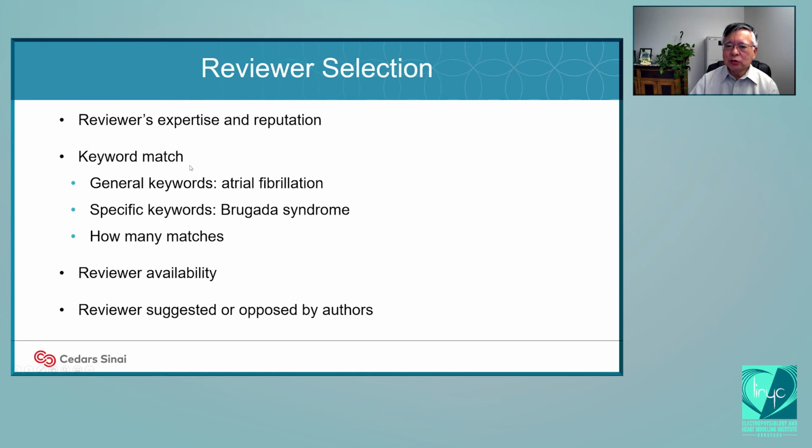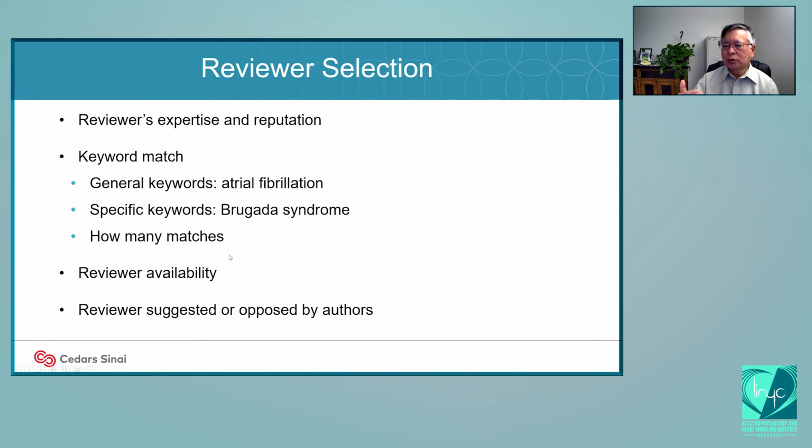there will be a keyword match. This is what I just told you, that keywords are very important. For example, you enter a common keyword, atrial fibrillation. Well, when the editor clicks that keyword, the system generates maybe 500 reviewers capable of reviewing atrial fibrillation. You also want somebody who is interested in your paper specifically on Brugada syndrome. So if you have a paper on atrial fibrillation in patients with Brugada syndrome, you can add another keyword, Brugada syndrome. Then there are two matches.